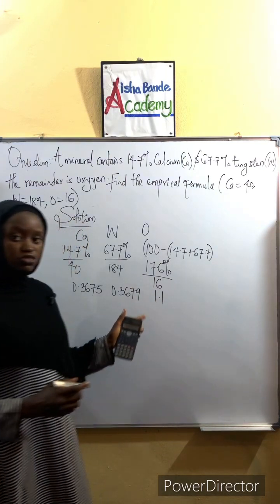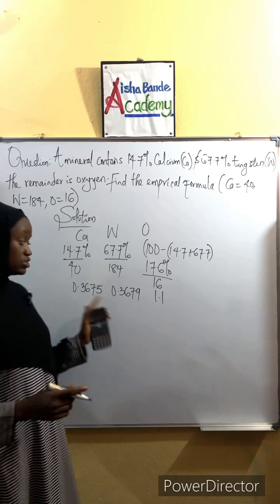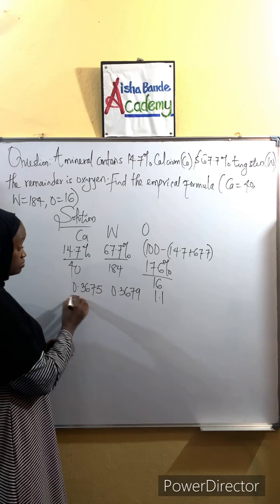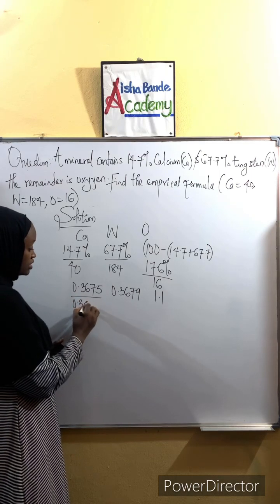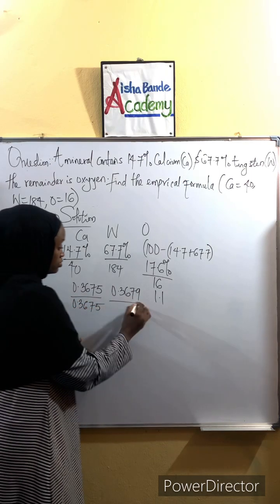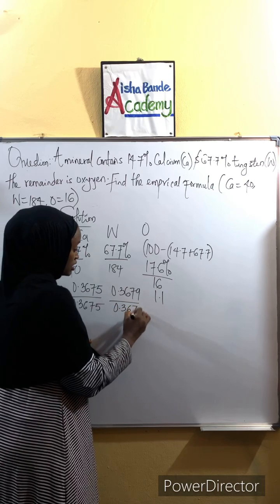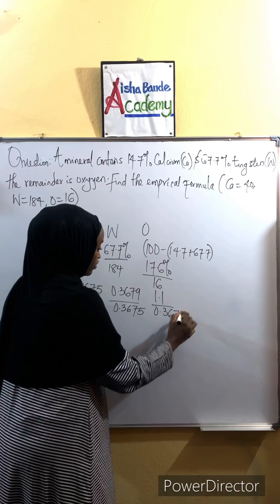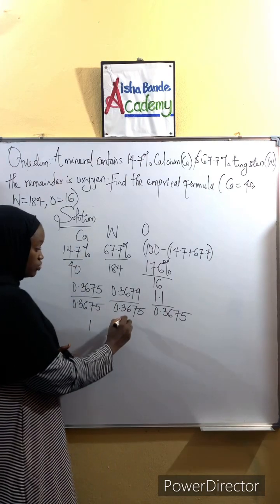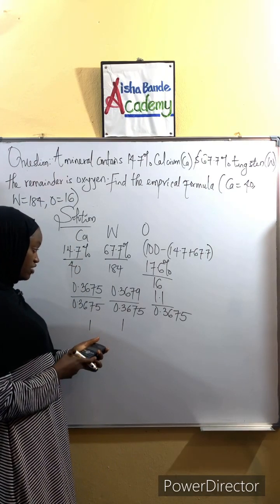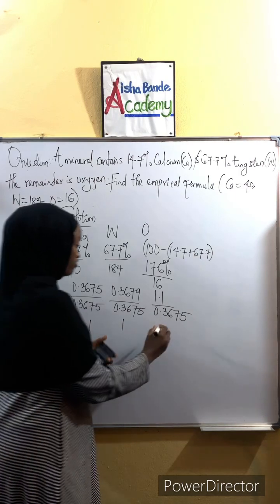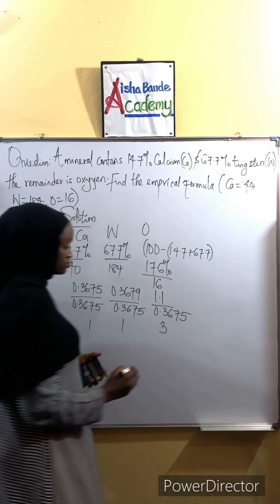From this point, the next step is for us to divide through by the smallest value. And we can see that the smallest value is 0.3675. So that's what we do: 0.3675, 0.3675, and 0.3675. Here we're going to have 1, here we have 1, and here we have 1.1 divided by 0.3675, and we have a value of 3.